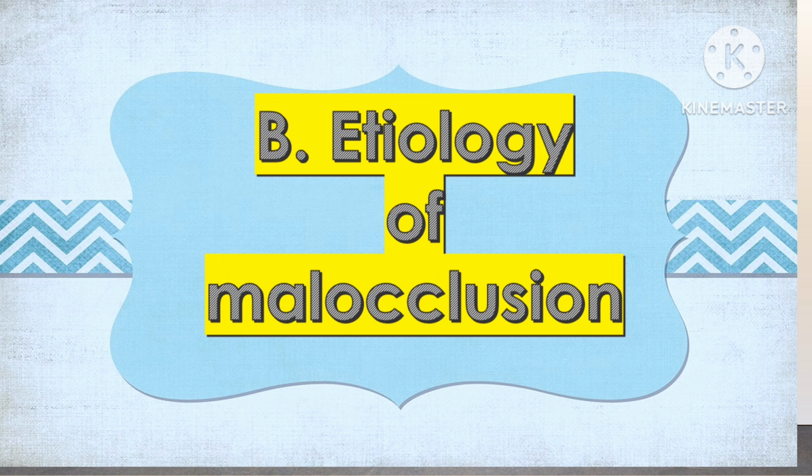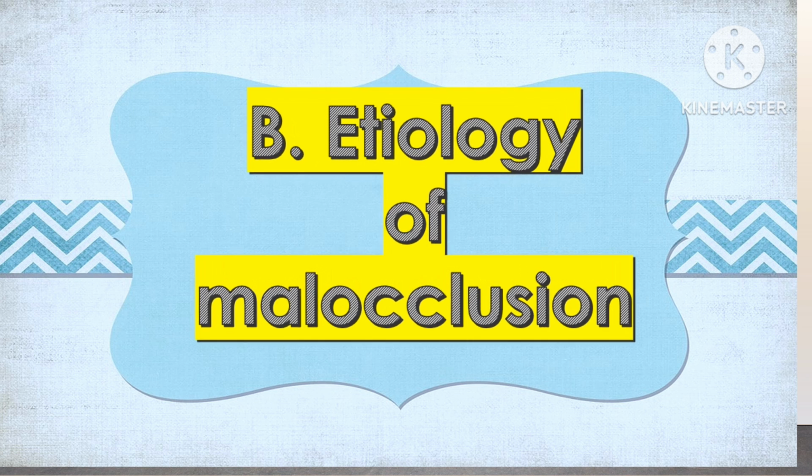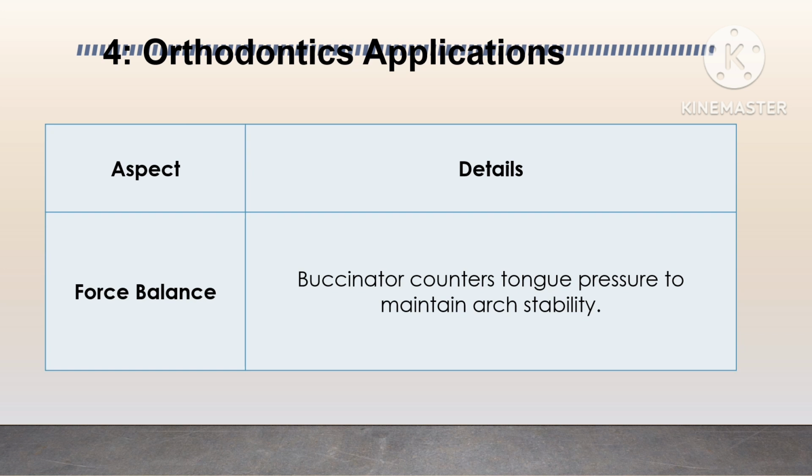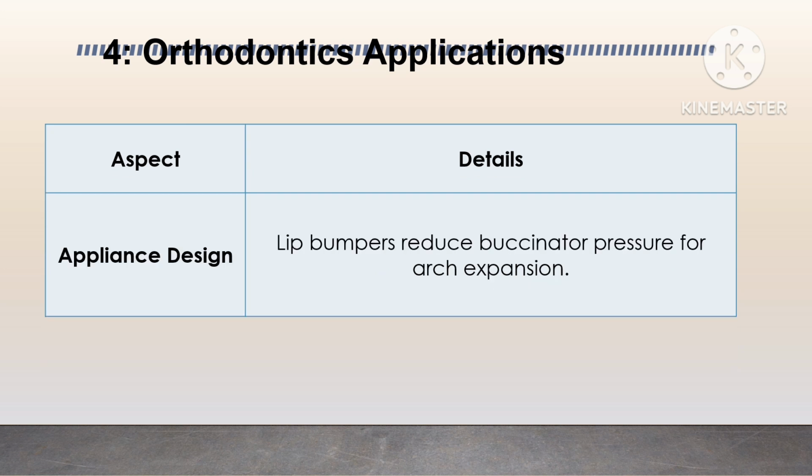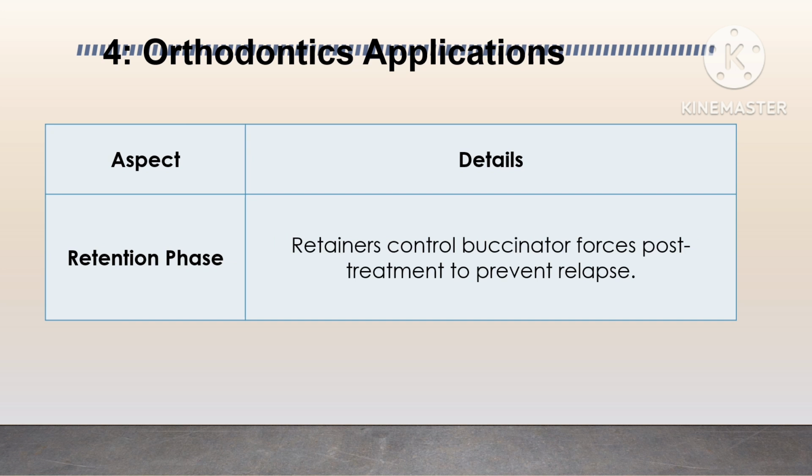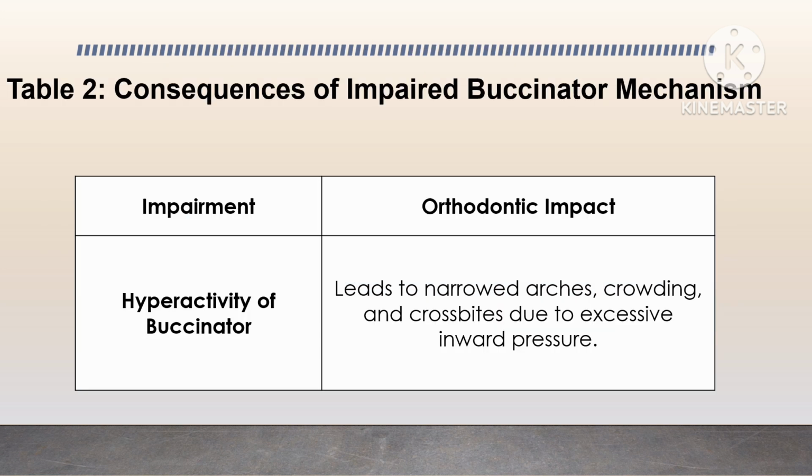In orthodontics, appliance therapy such as retainers or expanders is designed to counteract or balance the force exerted by the buccinator to achieve proper alignment of teeth. Balance also plays an important role in the final retention of the treatment results obtained and to prevent the relapse of the treatment result achieved.